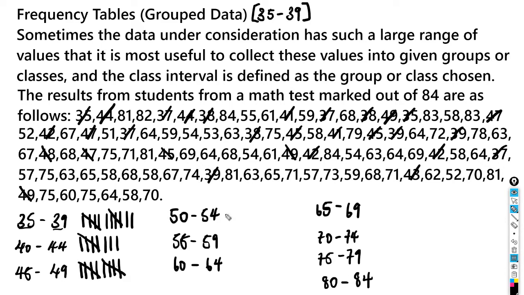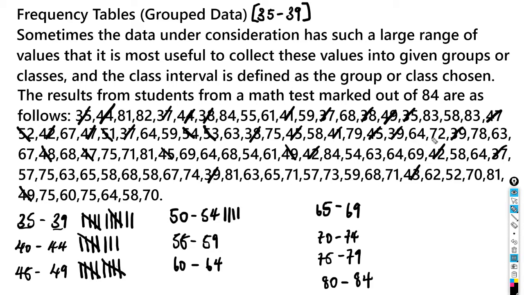Then the next one is 50 to 54. Let's look from the top again. I'm not seeing anything in the first line. Then I'm seeing 52, so that's 1. I'm seeing 51, so that's 2. Then I'm seeing 54, so that's 3. Then I'm seeing 53, so that's 4.